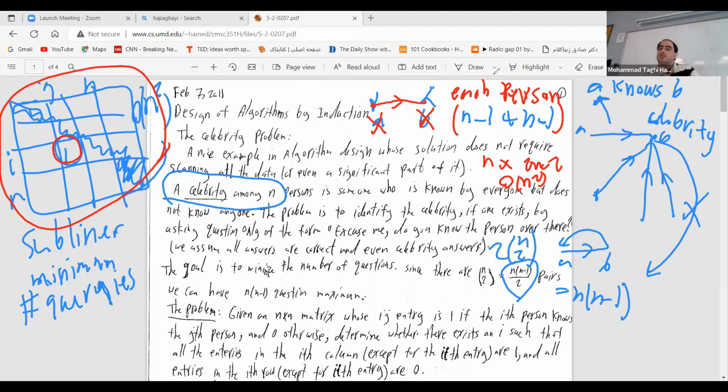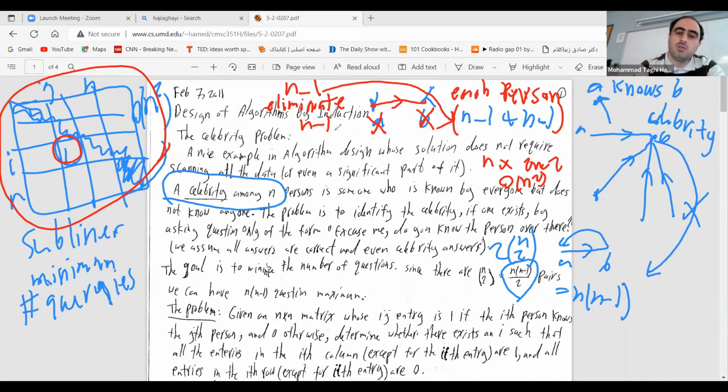Then after that, what should I do? Yeah, check if he's a celebrity. So after that, I have n minus 1 questions to eliminate. Then after that, I have one candidate at most. I need to check whether this candidate is a celebrity or not. So I need to do this n minus 1 plus n minus 1.